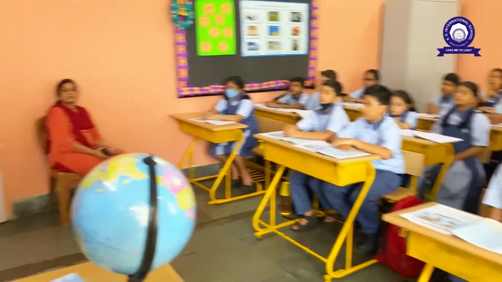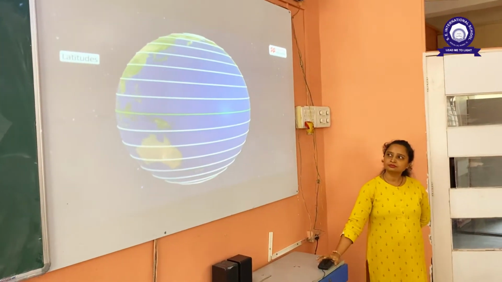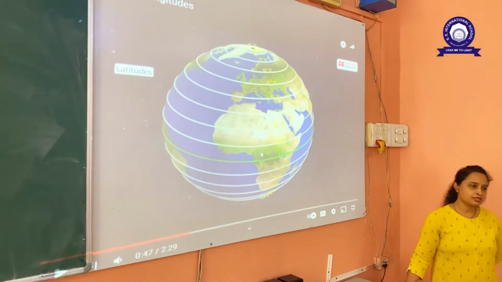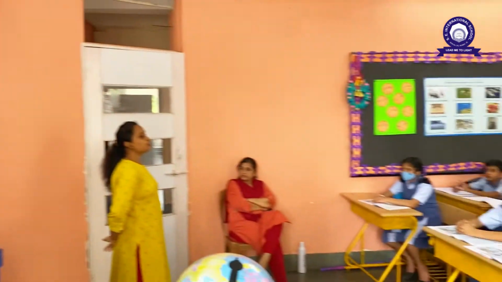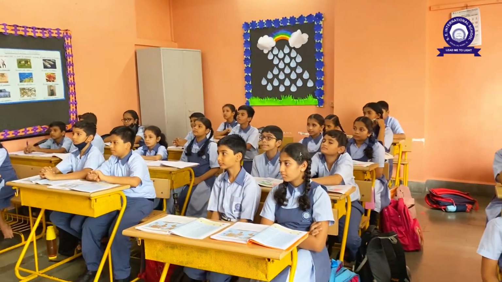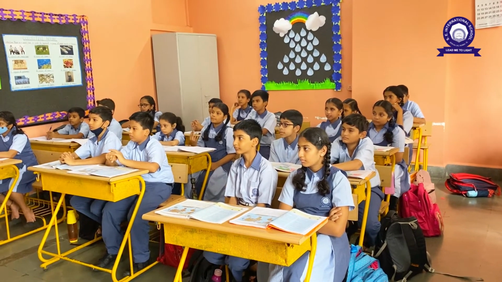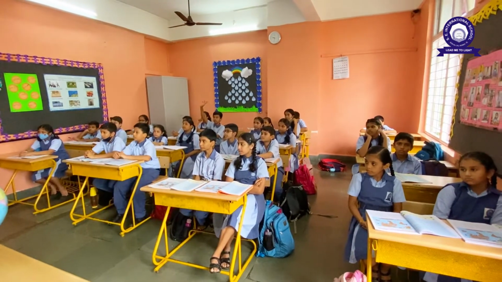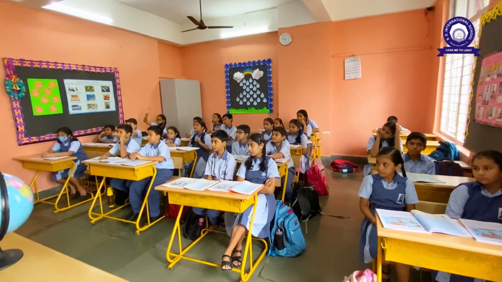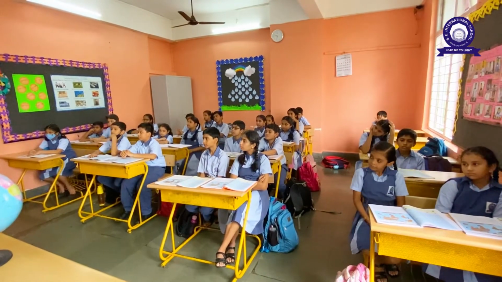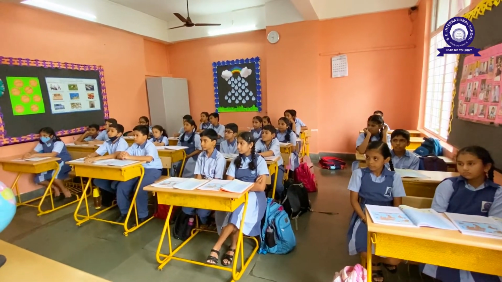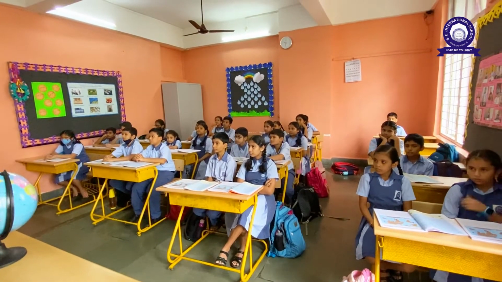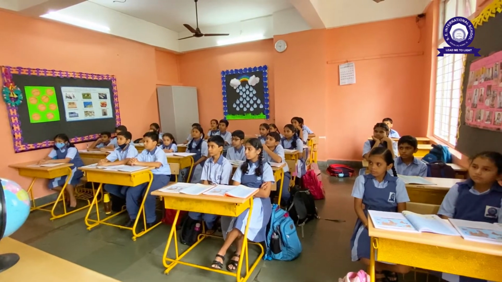Towards both the north and south directions, they are measured from 0 degree to 90 degrees in both hemispheres. So 90 degrees for the northern hemisphere and 90 degrees for the southern hemisphere. So in total, how many latitudes do we have? 90 plus 90 and 1 equator. So it is 181 latitudes in all, at 1 degree each. The Earth is round and so the length of the latitudes decreases as we move towards the poles.